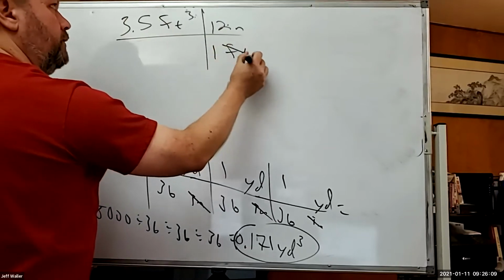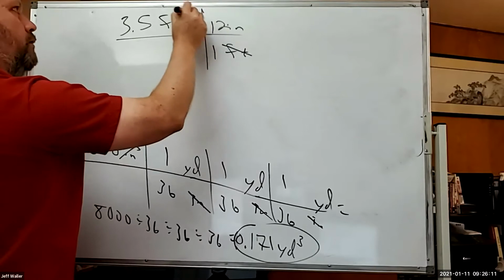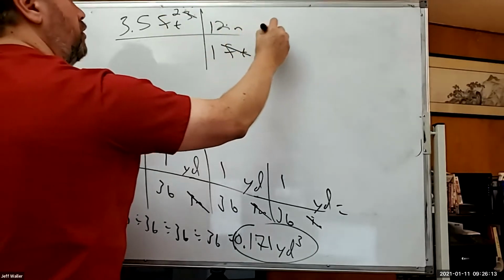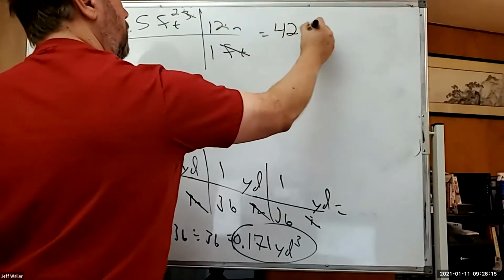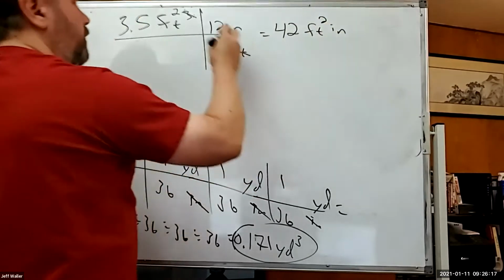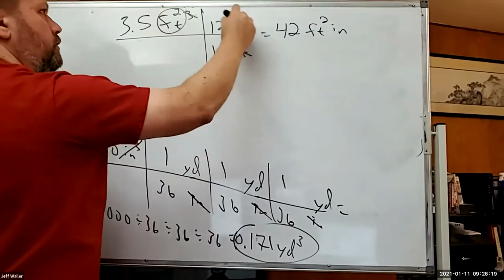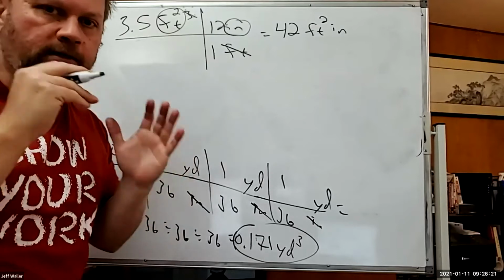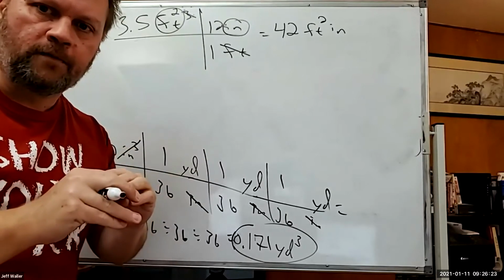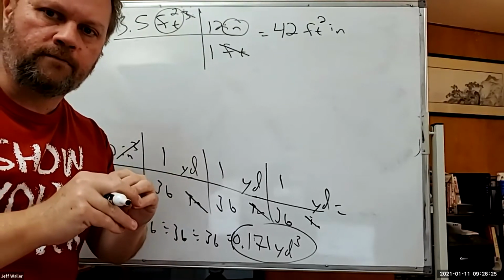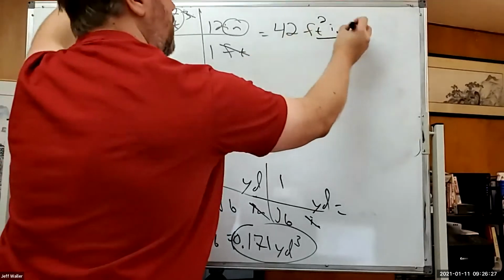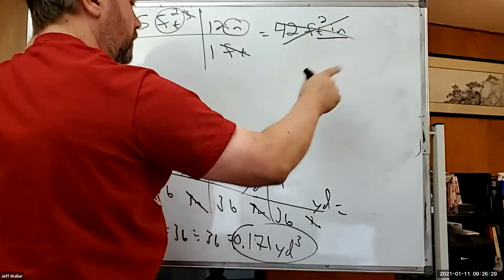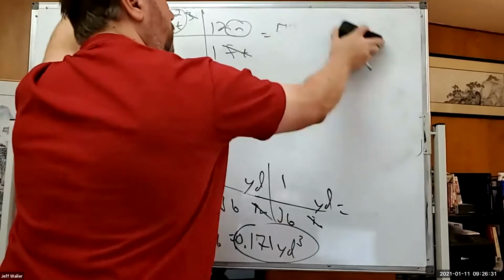So foot cancels with one of these, and now there are 2 of these left. So you would have 42 square foot inches. That is your units, and that doesn't make any sense, right? For one thing, it doesn't make sense, and also they want cubic inches. So again, what did you do wrong?